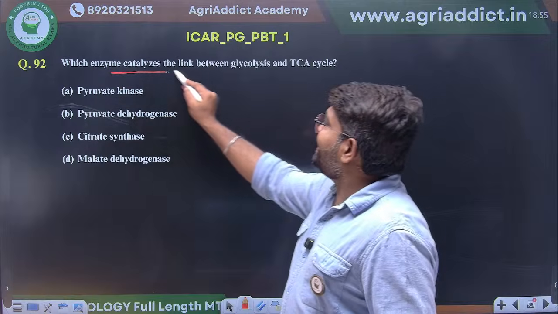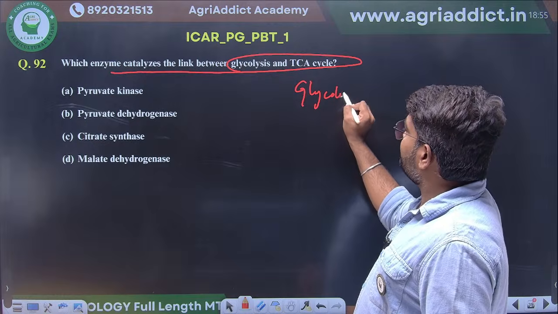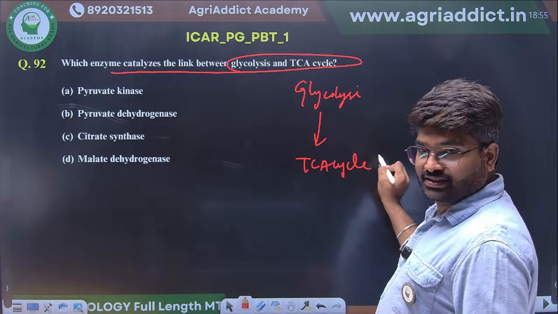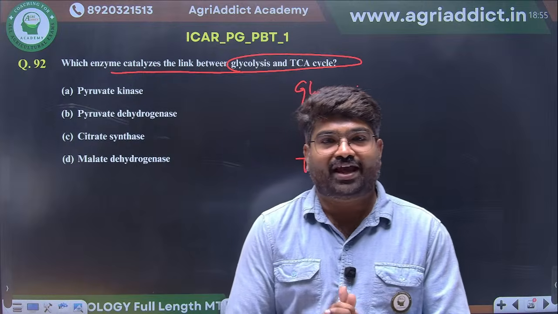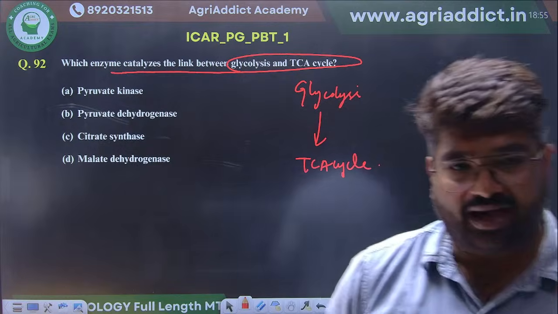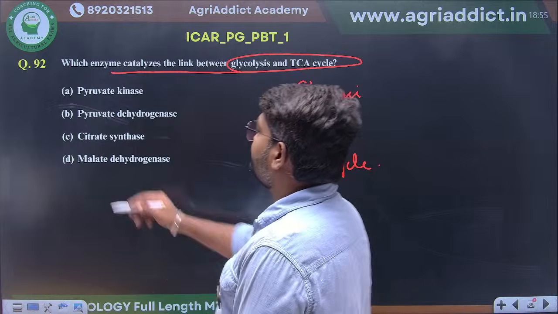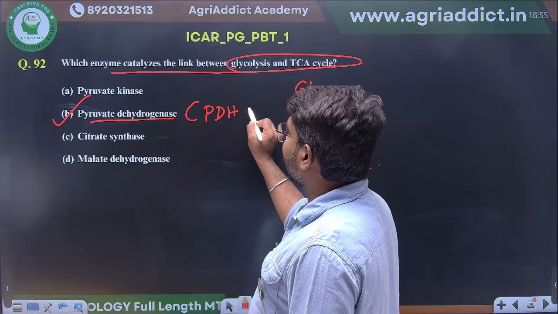Which enzyme catalyzes the link between glycolysis and the TCA cycle? What is the correct answer, students? Any guesses? Pyruvate kinase? Pyruvate dehydrogenase? Yes, the right option is pyruvate dehydrogenase. We can call that the PDH complex.